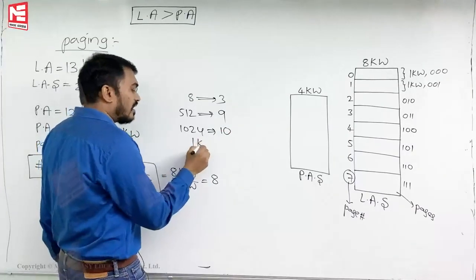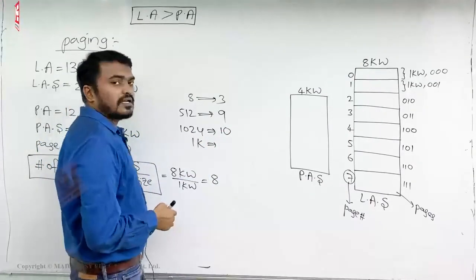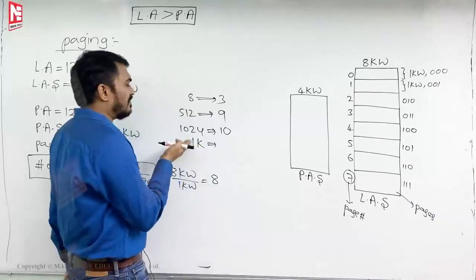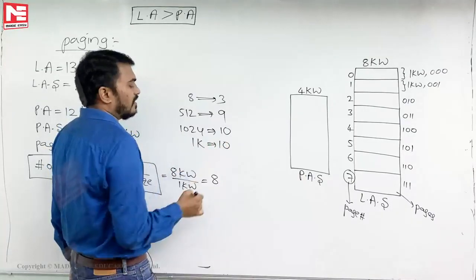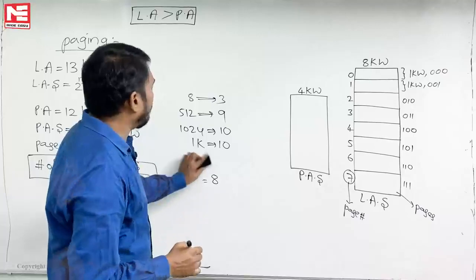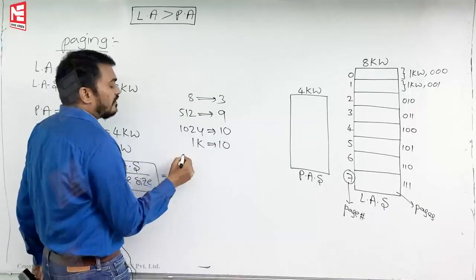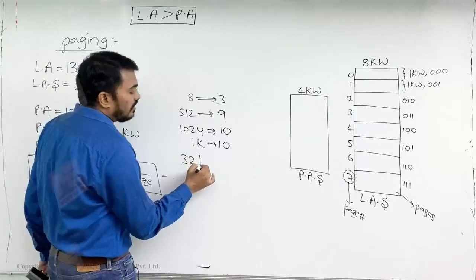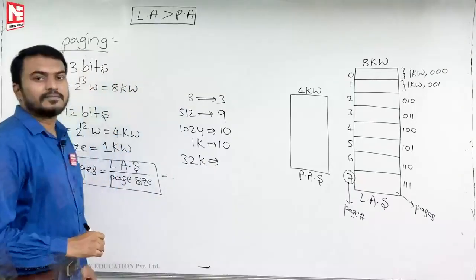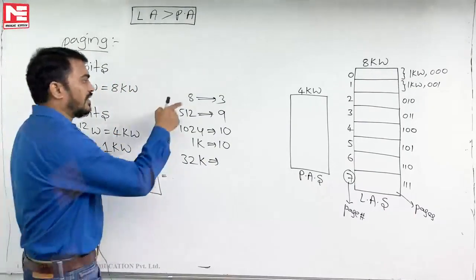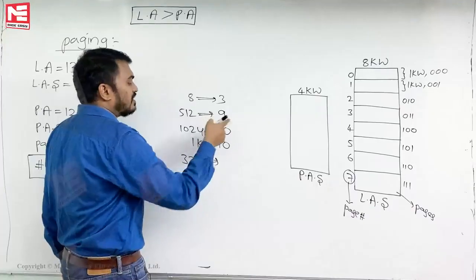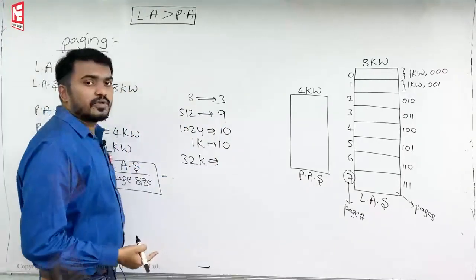If you are having 1k pages, how many bits are required? 1024 means 1k, so 10 bits only, right? Now tell me, if you are having 32 kilo pages, how many bits are required? If there are 8 pages, we need 3 bits; if 512 pages, we need 9 bits. For 32k pages, how many bits are needed?